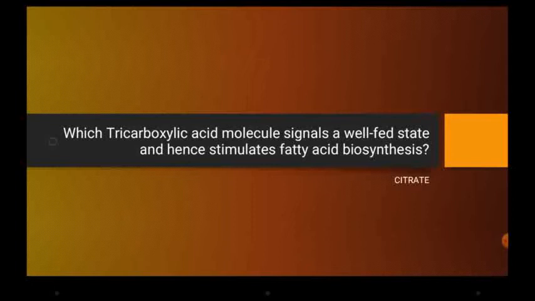So once citrate is found in the extramitochondrial cytosol, there citrate undergoes cleavage. It divides into acetyl coenzyme A and oxaloacetate. So citrate now will signal a well-fed state and will stimulate fatty acid biosynthesis. So the answer here is citrate.